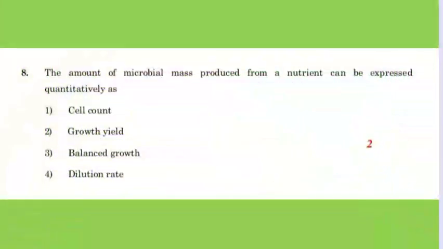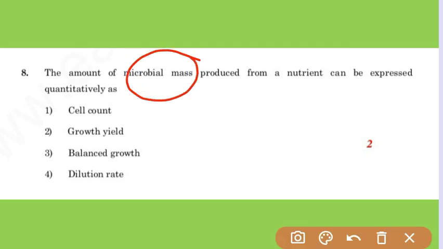The amount of microbial mass produced from a nutrient can be expressed quantitatively as a growth yield. The cell count, that means a measurement of viable cells, has no direct relationship to the microbial mass. Balanced growth and dilution rate are incorrect options. So the answer of this question is option second.